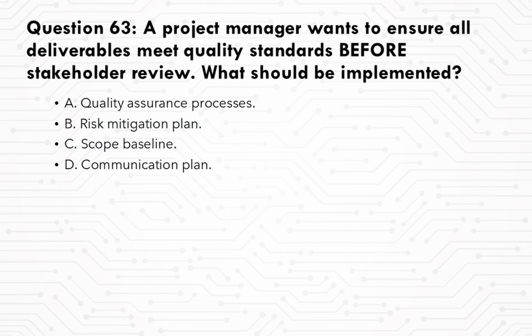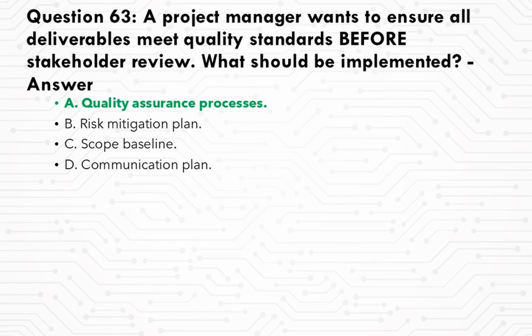Question 63. A project manager wants to ensure all deliverables meet quality standards before stakeholder review. What should be implemented? A. Quality assurance processes. B. Risk mitigation plan. C. Scope baseline. D. Communication plan. Answer: A.